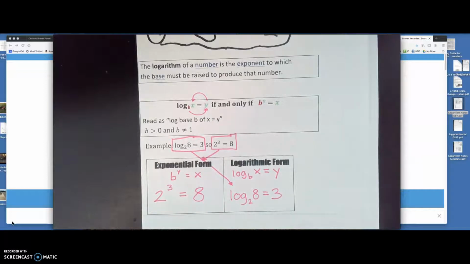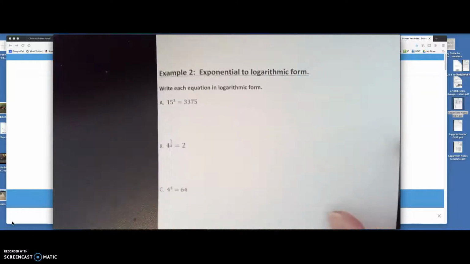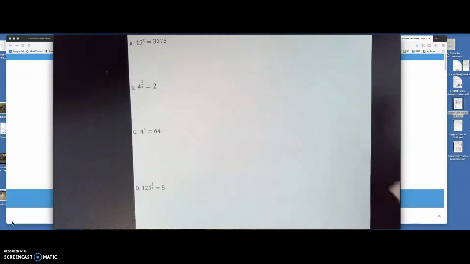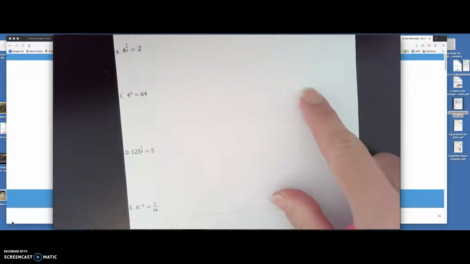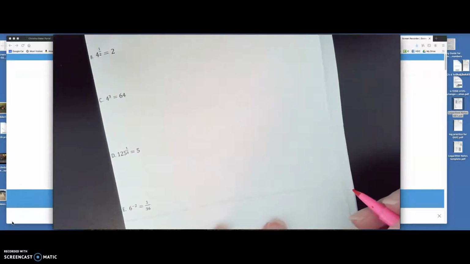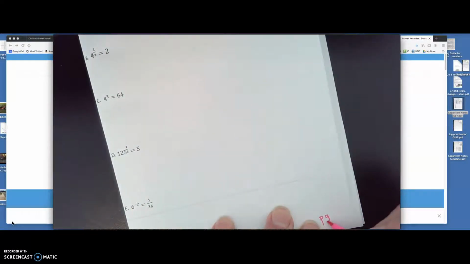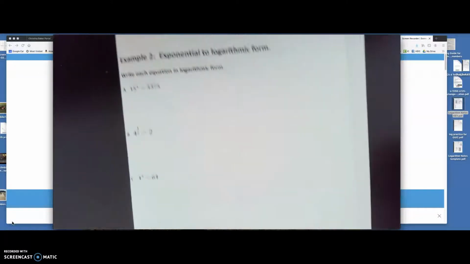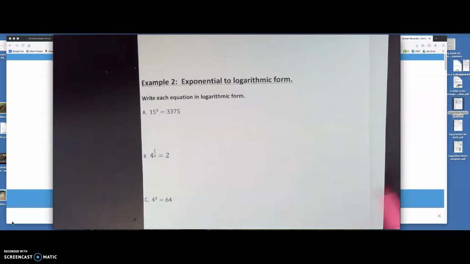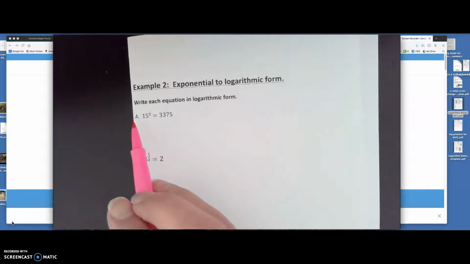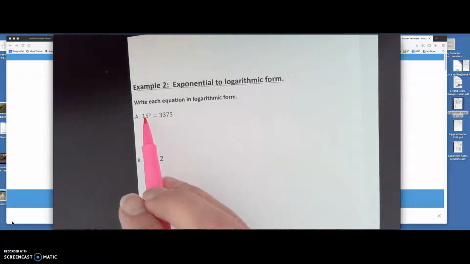I think page 2 would be the one that says example 2, like this. Might be helpful maybe at the bottom, I'll just put page 2. Okay, so it's the one where the example A has 15 cubed in it.